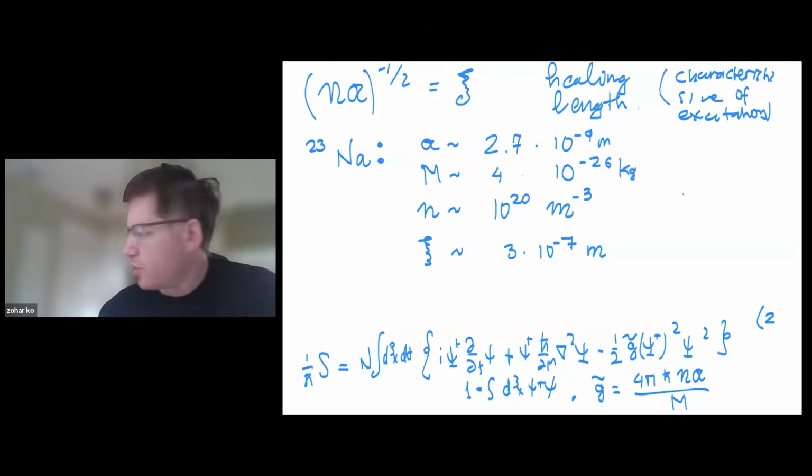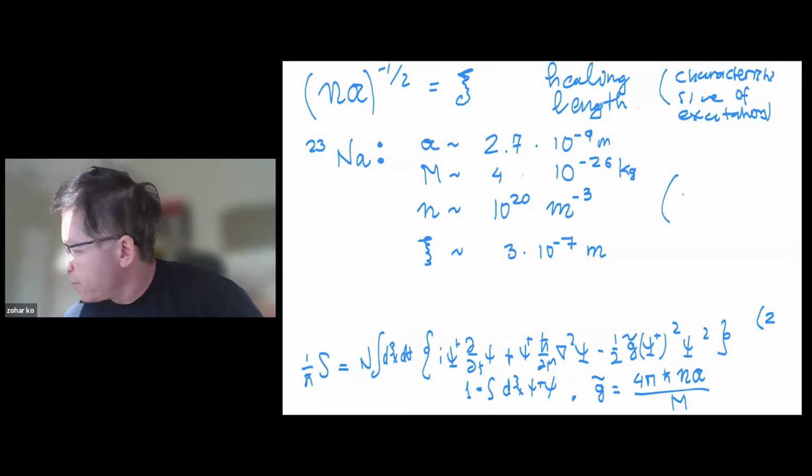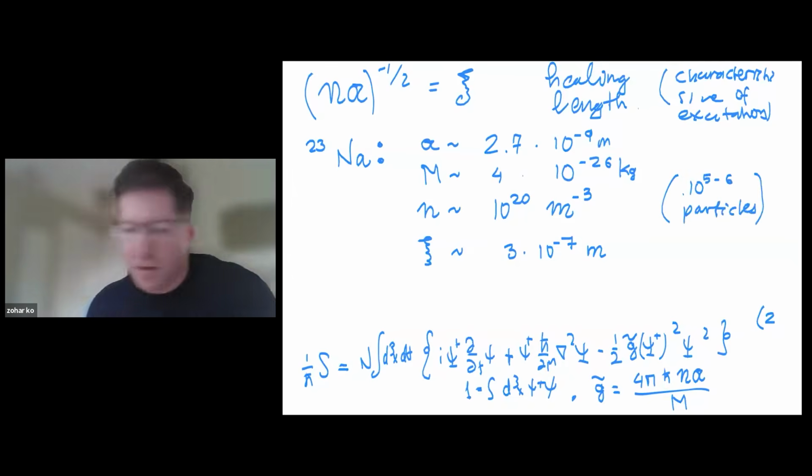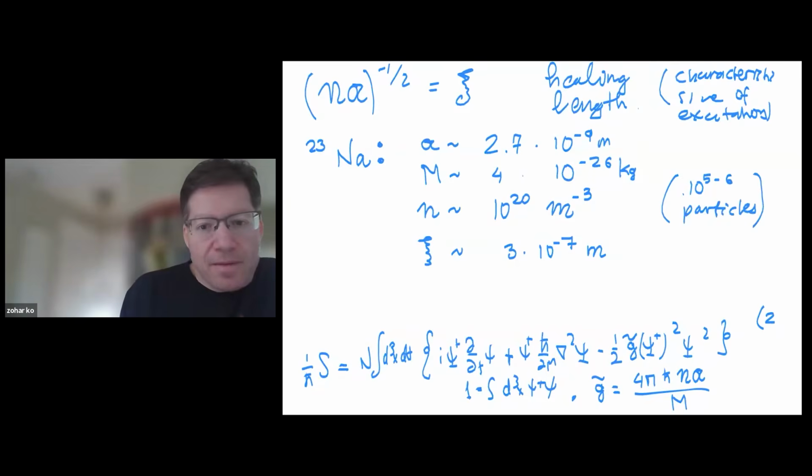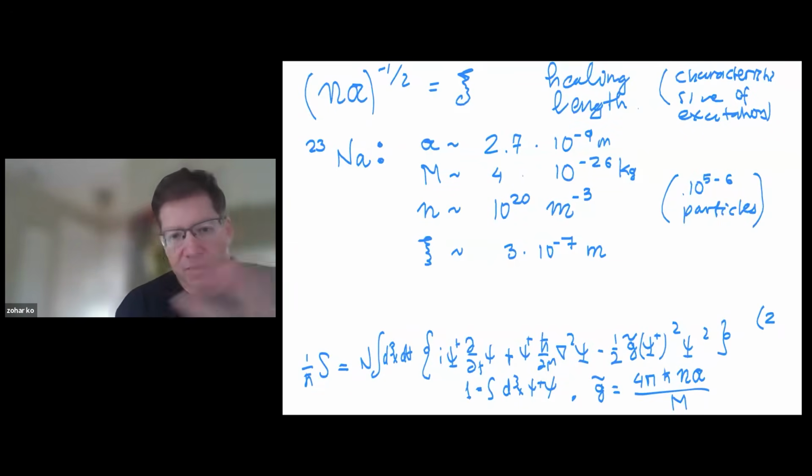So I'll just put it in parentheses. I think in the actual experiment there were 10 to the 5 to 10 to the 6 actual particles. So the bucket was very small. Okay, so this is the quantum problem that we're trying to solve.